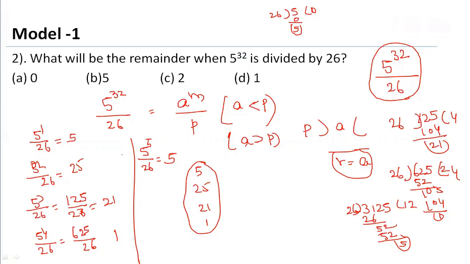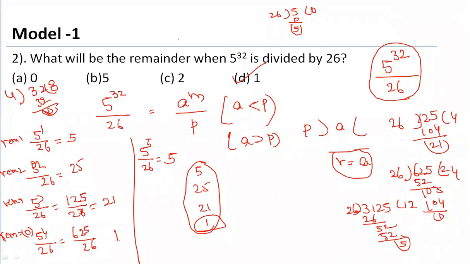Now our task is to find 5 power 32 by 26. The power is 32. The cyclicity is 4. 4 eights are 32, exactly divisible. The correlation process is the same, guys. That means you got remainder 0. Remainder 1 means this is the value, remainder 2 means this is the value, remainder 3 means this is the value. You can't get remainder 4 when you divide a number by 4. Remainder 0 means this is the value. As the remainder is 0, take the cycle ending value, which is nothing but 1. Option D is the answer.